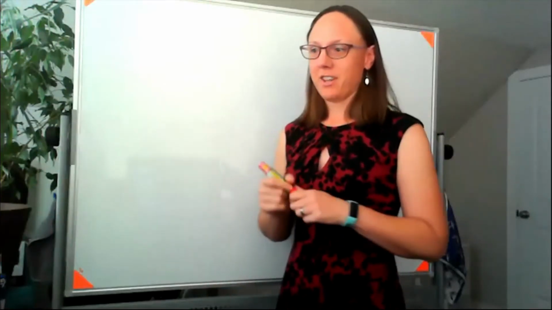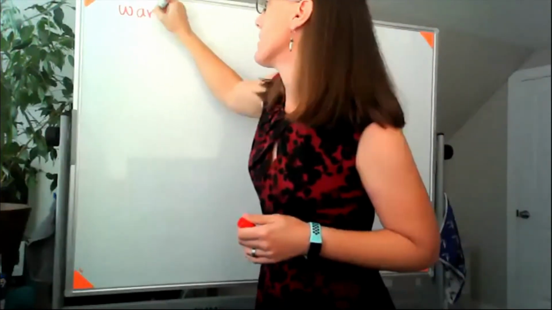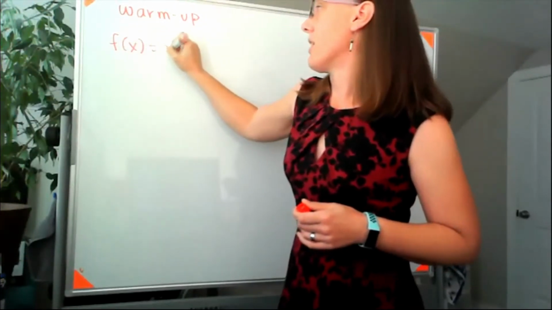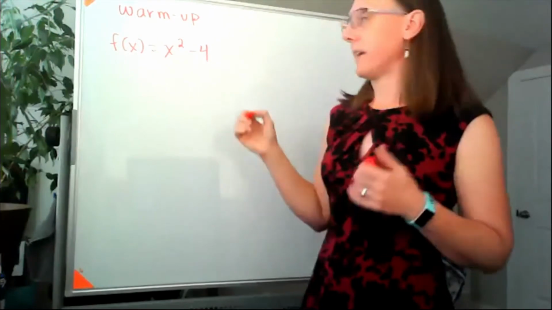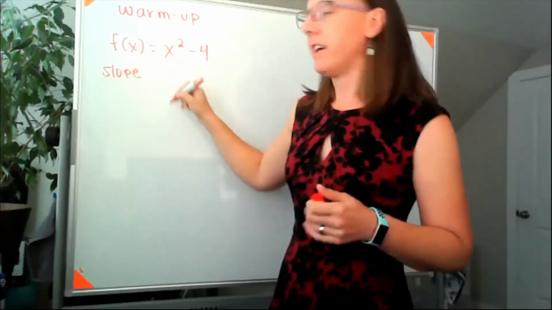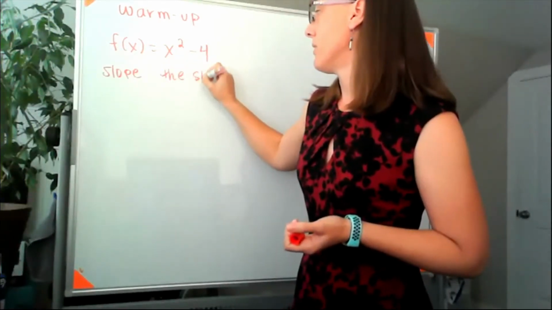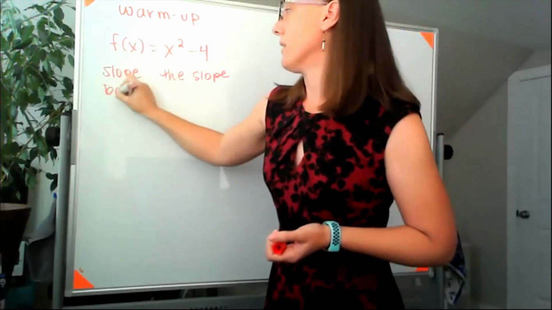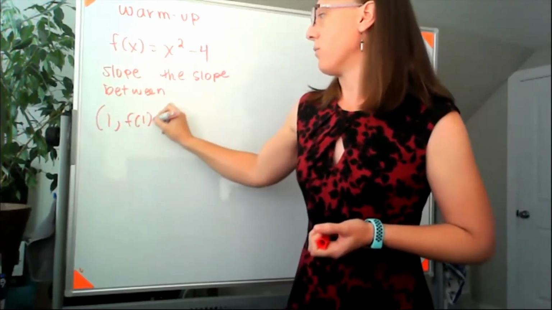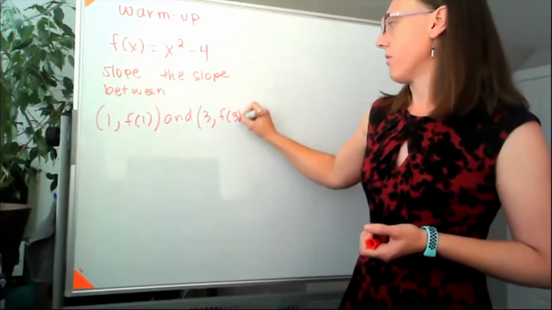Let's get started on that warm-up problem. I give us a function of x squared minus 4. And I asked us to graph it, to label some points, but specifically to find the slope between 1 comma f of 1 and 3 comma f of 3.